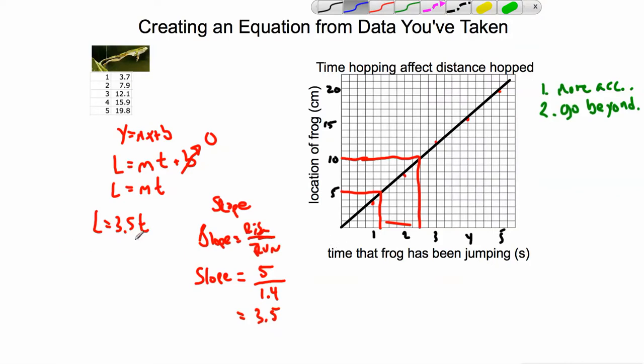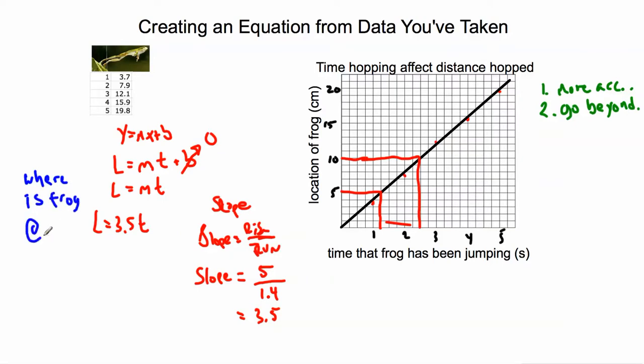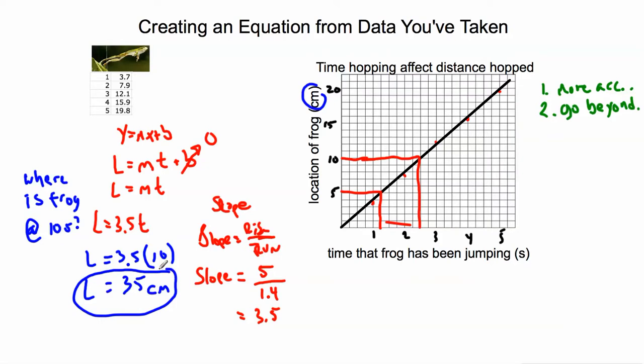Where will the frog be at, let's say, 10 seconds? All right, so we can use our mathematical model. We can put in our value, 3.5 is our slope, multiply by the time that we want to know where the frog is, 10, and 3.5 times 10 is 35. So L equals 35, double check our units, centimeters. And there we made a prediction where the frog would be after 10 seconds.